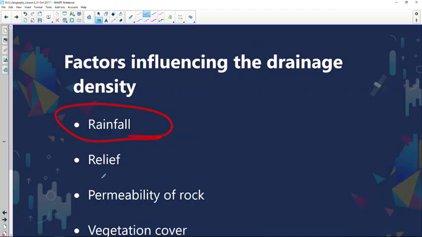Now, rainfall does not always play the main factor in high density and low density. Relief also plays a vital role.